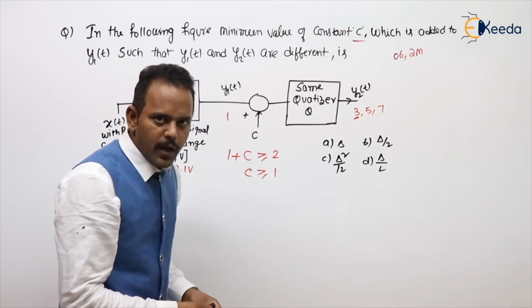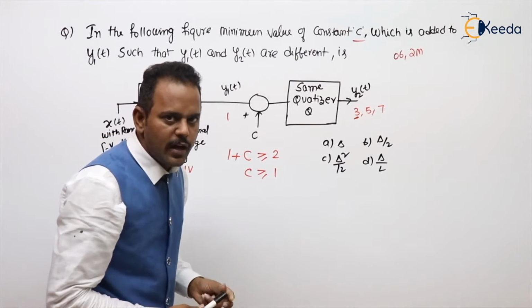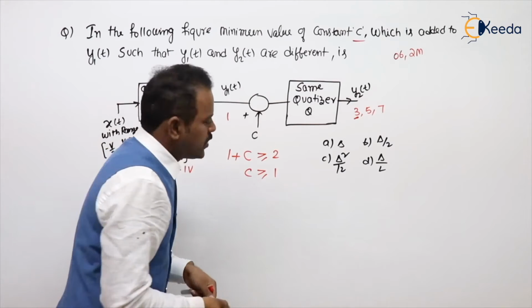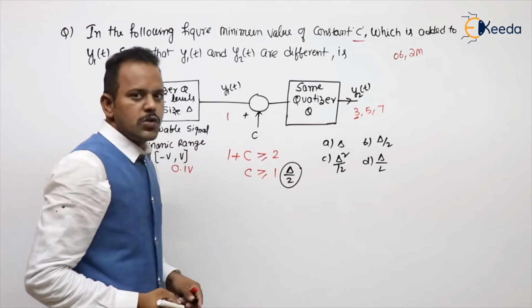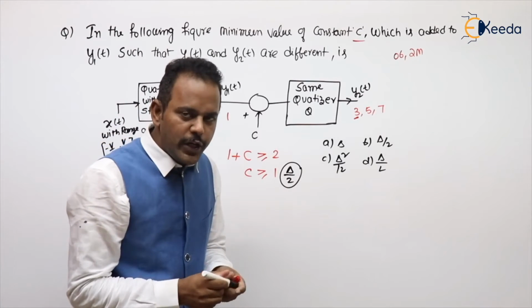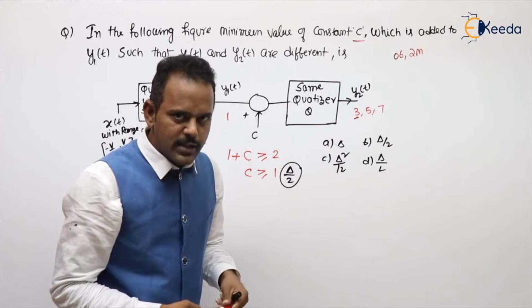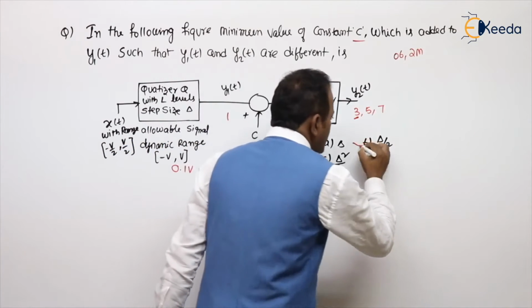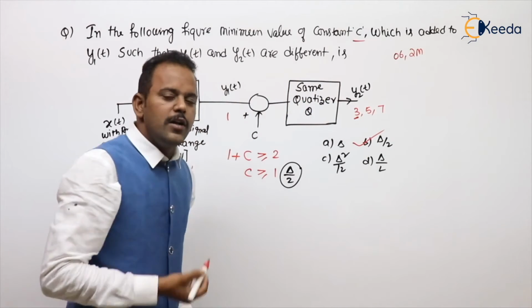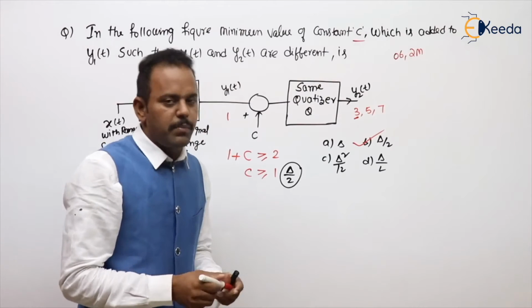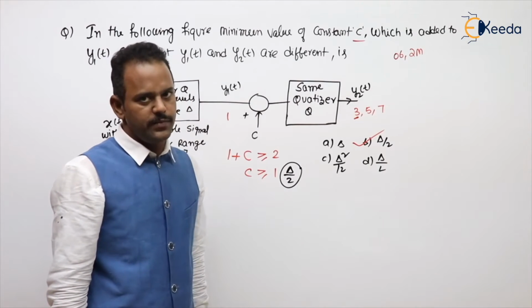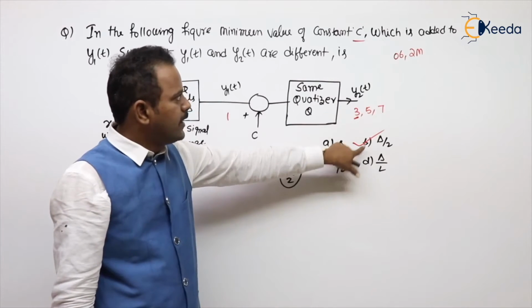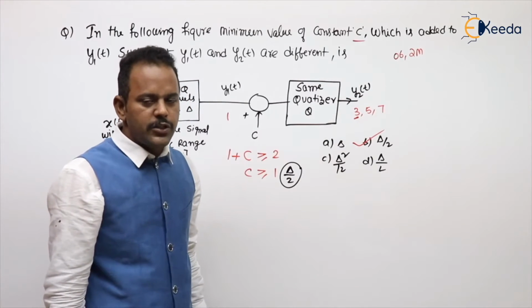In that example, what is the step size value, sir? Step size is 2 volt. So 1 volt means, can I say, step size by 2. So what is the C minimum value you need to add? Now you will get the answer. How much? At least add delta by 2. Then you will go into the next step. Minimum is that value. That is the answer for this. So option B. Asked in the GATE examination for 2 marks.